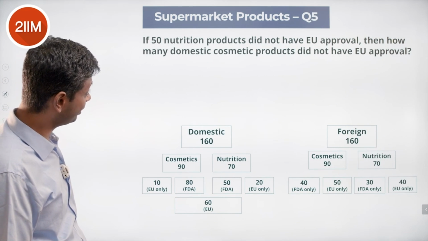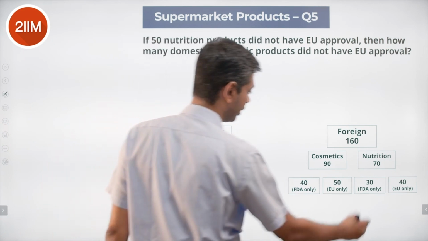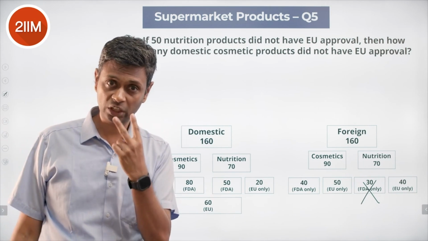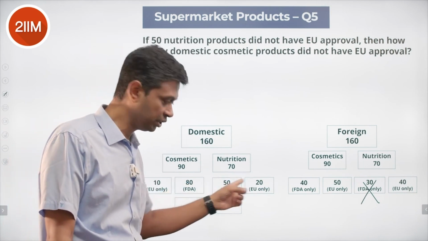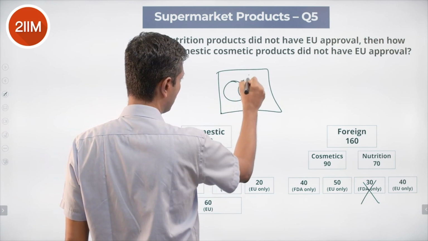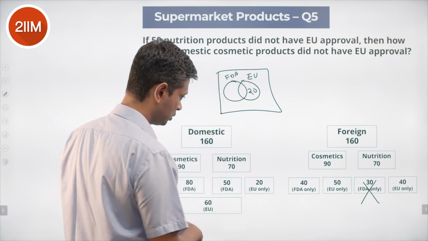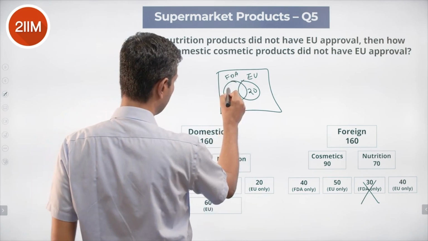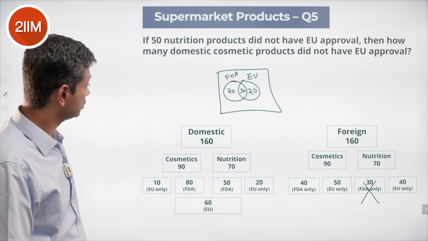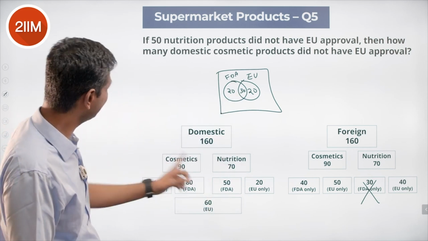50 nutrition products did not have EU approval. Of the nutrition product, these 30 do not have nutrition. So that is 30. Another 20 did not have EU approval. That 20 should come from here. So if you look at this diagram, EU only is 20. FDA only should be another 20. That means 30 here, 20, 30, 20, adding up to this 70. That means of the 60 overlap, 30 is happening here, another 30 is happening here.